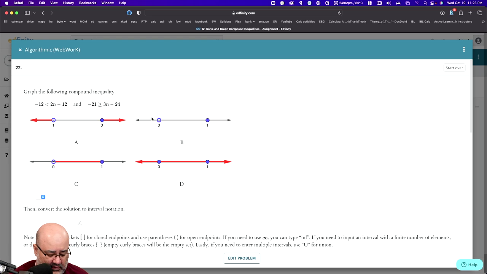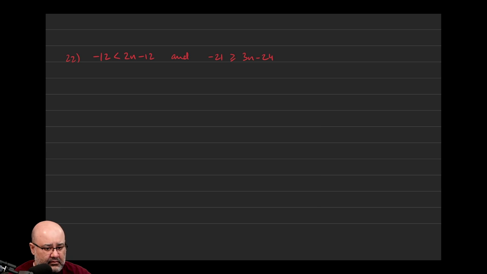Negative 12 is less than 2n minus 12. Negative 21 is greater than or equal to 3n minus 24. All right, so we add the 12 to the left side, which would give me 0 is less than 2n. Then we divide both sides by 2. So that gives me 0 is less than n. Moving the n to the left-hand side, just to rearrange, we add the 24, so we get 3 is greater than or equal to 3n. Then we divide both sides by 3, so we get 1 is greater than or equal to n, rearranging just so that the variable's on the left.